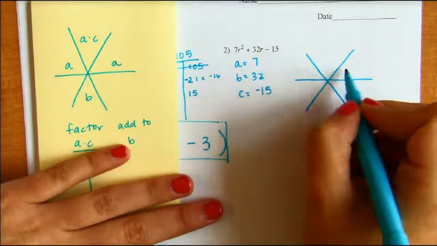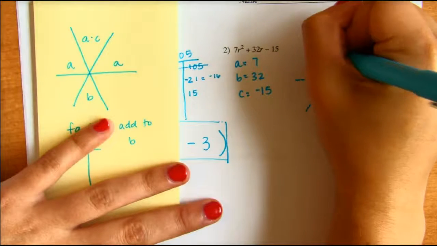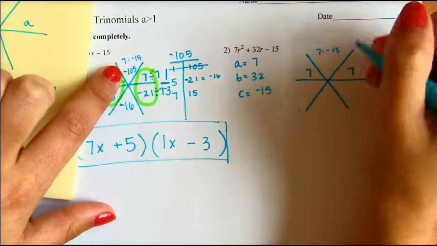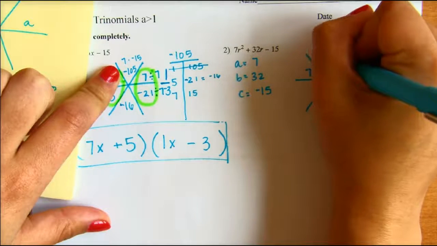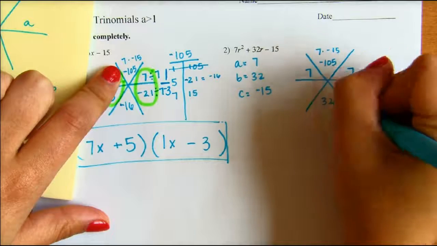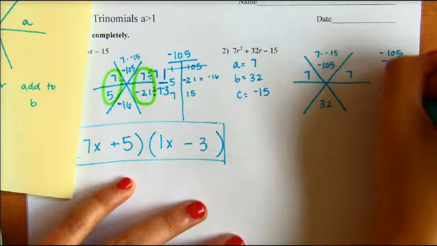A is going to go here and here, so I've got 7 and 7. A times C, so 7 times a negative 15. Oh, I got the same values I had over here. This is going to multiply to a negative 105. My B value is a positive 32. Okay, from there, I'm going to factor out my negative 105.